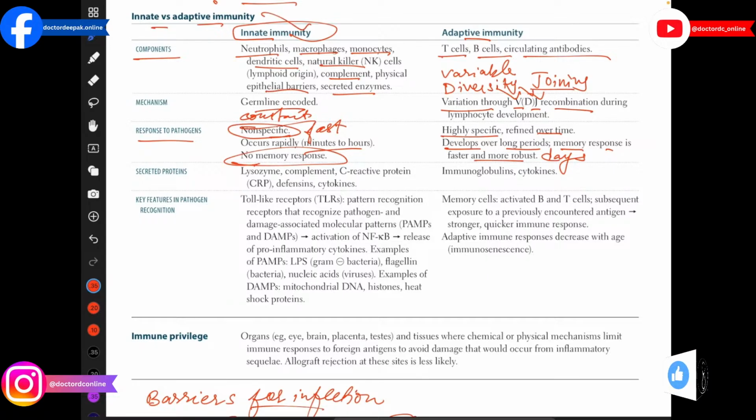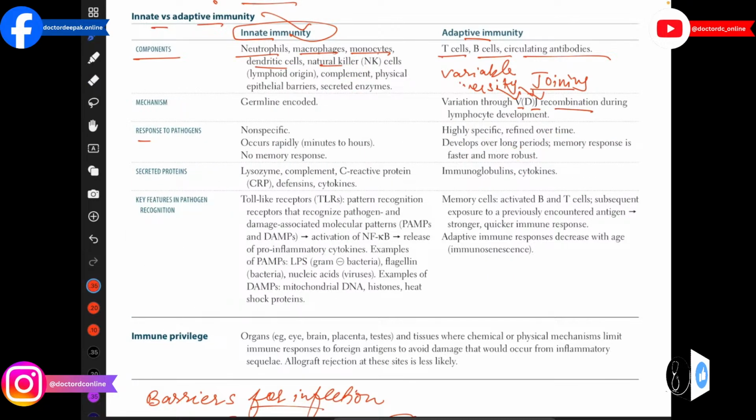In innate immunity, there is no memory of the response. For example, when a microorganism comes and innate immunity kills it, it has no memory and does not remember the strategy by which it overcame that microorganism. In adaptive immunity, they strategize, making a strategy for fighting it. So next time if these organisms come again, they will fight with the same strategy. That is like memory.